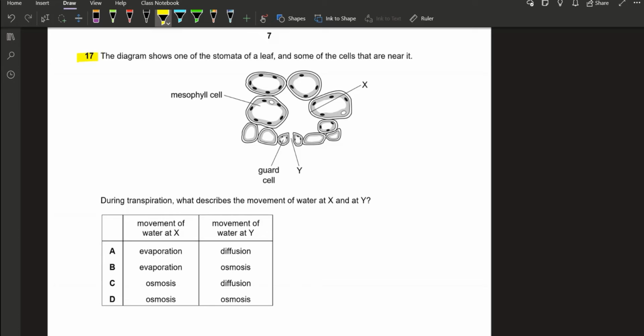Question number 17. The diagram shows one of the stomata of a leaf and some of the cells that are near it. During transpiration, what describes the movement of water at X and at Y? The diagram shows a mesophyll cell, guard cell, stomata at Y, and a cell surface at X. Movement at X would be evaporation. Movement at Y would be diffusion. So the correct option would be option A.